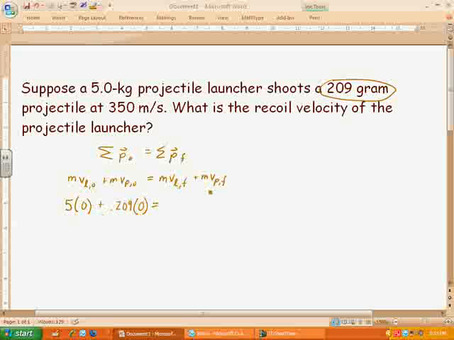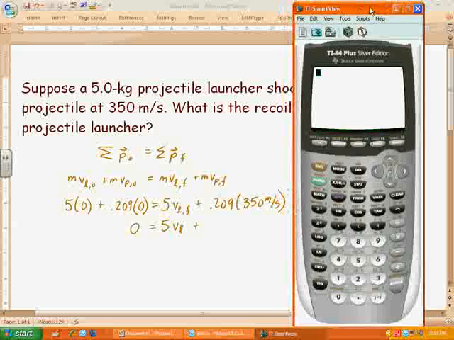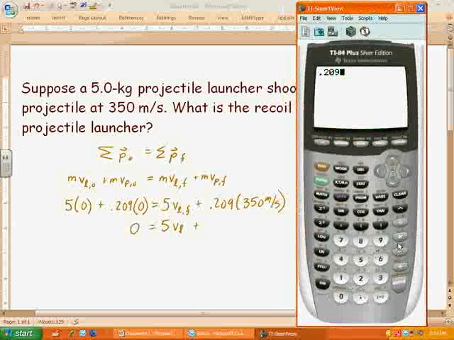Everything's at rest. So in the end, the mass of my launcher times its velocity, which is unknown, and then I'm going to add on the mass of the projectile, which is 0.209, times its speed, which is 350 meters per second. When I work it out, initially it's 0 equals 5 times the velocity of the launcher, which is what I'm looking for, plus 0.209 times 350. So that is 73.15.